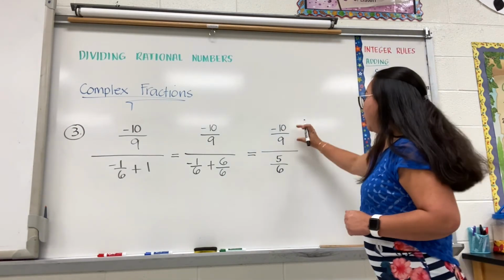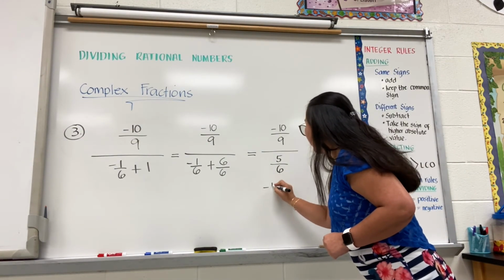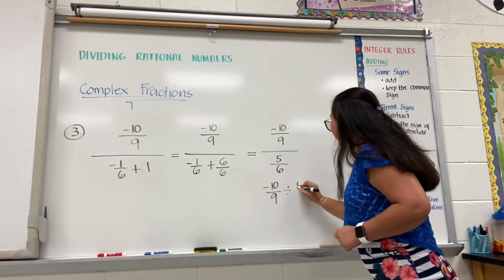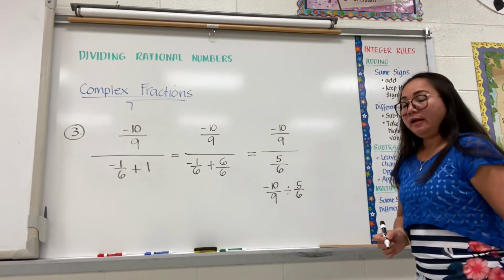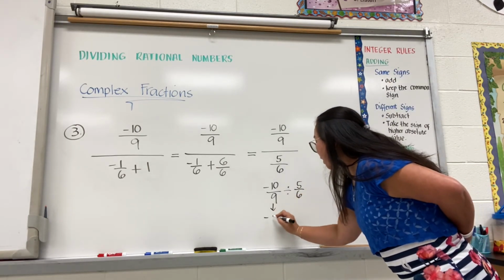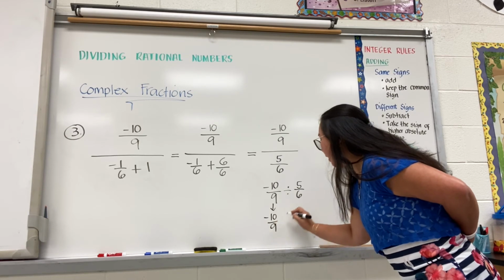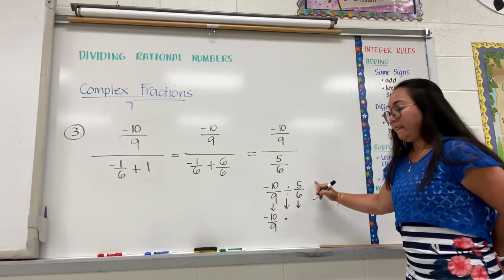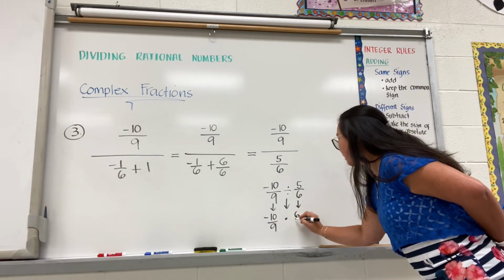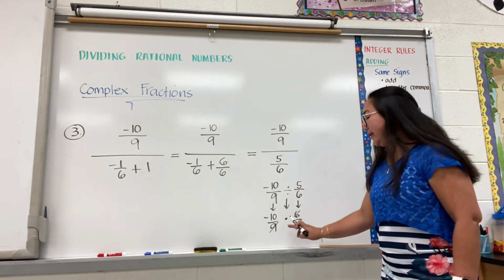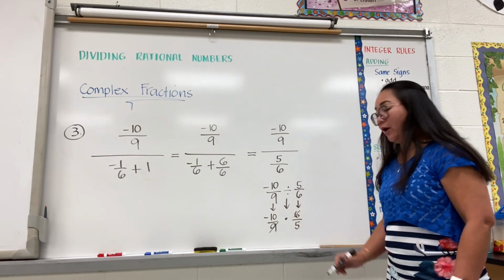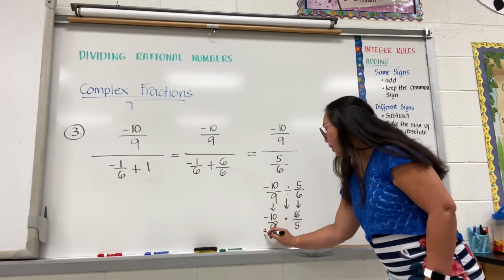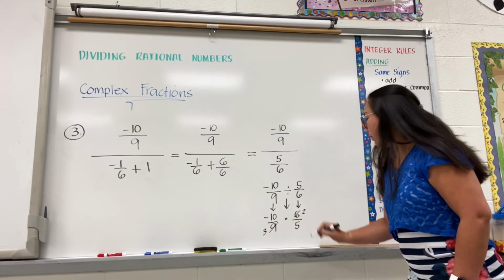There is only one numerator and one denominator left. This time, you can change this into this form: negative 10 over 9 divided by 5 over 6. Then, leave the first fraction, negative 10 over 9. Change this to multiplication and flip the second fraction. So this is 6 over 5. You can cancel out 9 and 6. The common factor is 3. So 9 divided by 3 is 3. 6 divided by 3 is 2.